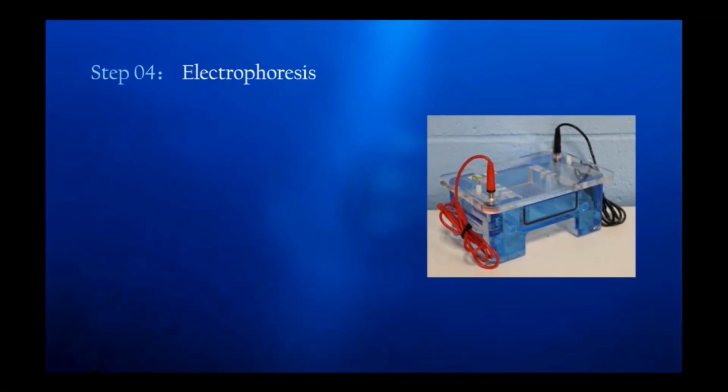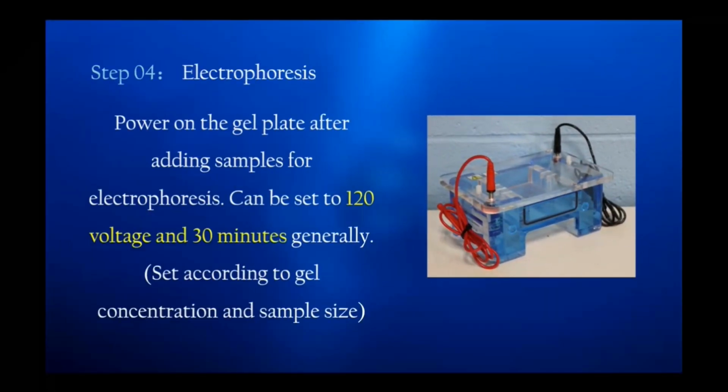Step 4. Electrophoresis itself. Power on the gel plate after adding samples for electrophoresis. It can be set to around 120 volts for 30 minutes generally, especially in the situation where we have 1% agarose gel, and it will be set according to gel concentration and sample size.